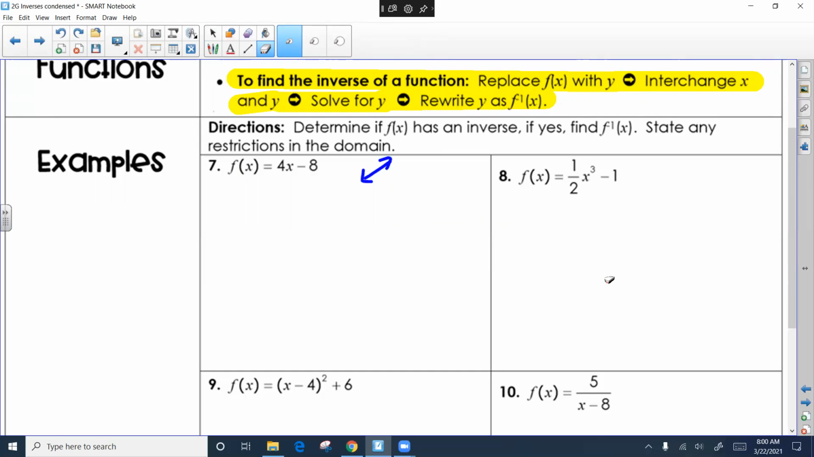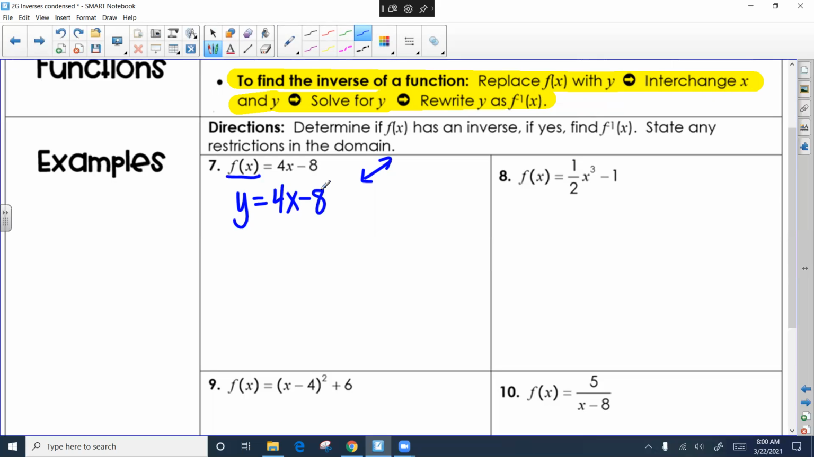The first thing we want to do is rewrite f of x. Remember, we can use x and f of x as the input and output, or we can also use x and y. So the first thing I usually do is instead of f of x, I'm going to rewrite this as y equals 4x minus 8. So I haven't done any algebra yet. All I did was rewrite f of x with y. That's the first step. So y equals 4x minus 8.